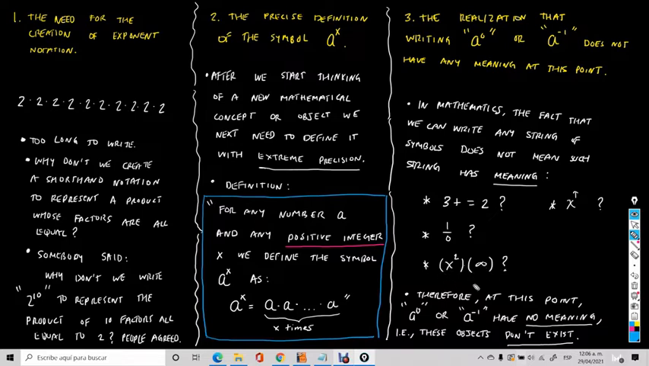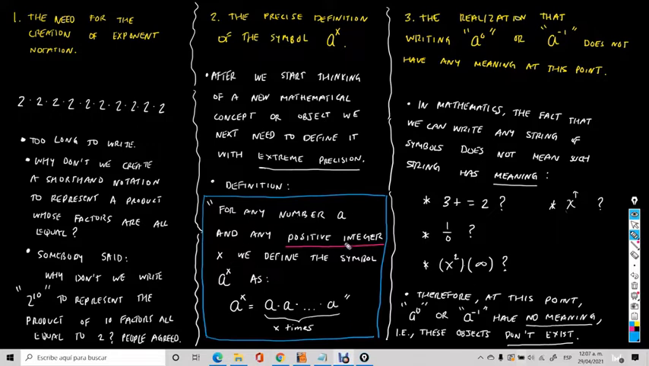Sure, I can write it down. That doesn't mean that this thing has meaning. I can write the symbol, a variable x, and then a little arrow pointing upwards here in the corner. What does this mean, guys? I can write it, but that doesn't mean that this thing is meaningful. You see? So therefore, what can we conclude out of this? That at this point, even though we can write this symbol, a to the 0 or a to the minus 1, these things have no meaning. Why not? Because they don't respect my definition.